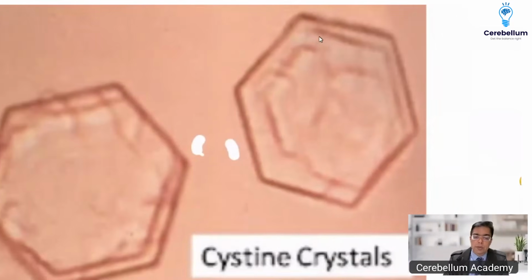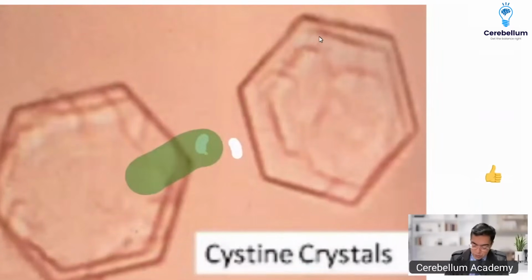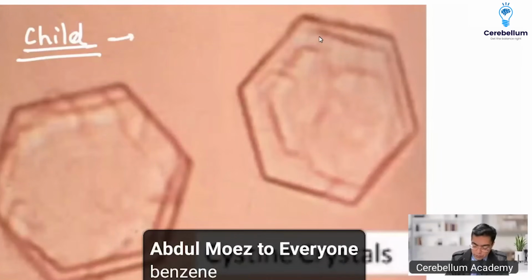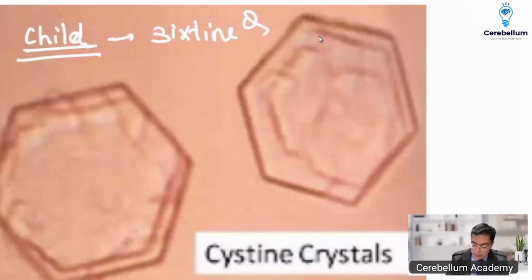The next one is something which is very, very rare, but that is something which is going to be asked in the exam. The one that is going to be asked in the exam is the presence of a stone that is going to be seen in case of children. So children particularly are going to have a stone that is given the name of cystine stone.